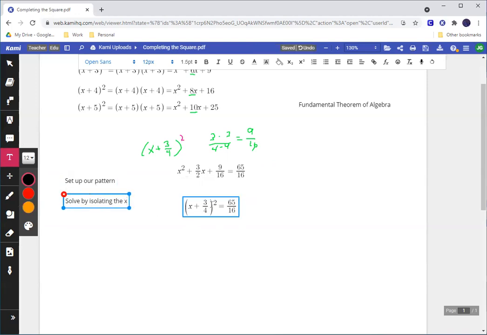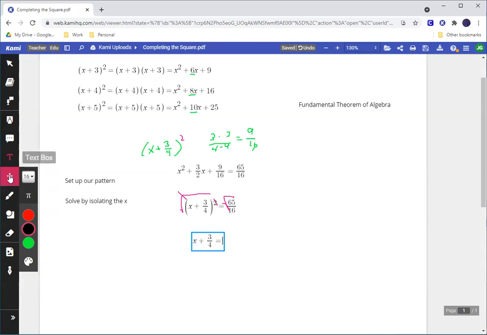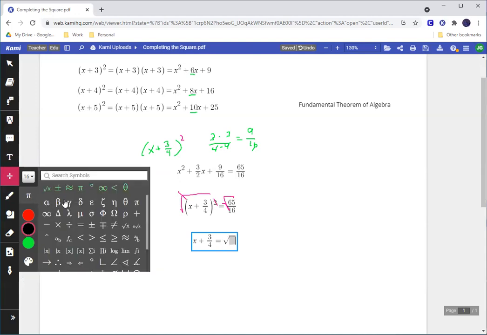So let's cancel out this 2, and then we'll cancel out this 3/4. So to cancel the 2, we're going to take the square root of both sides. This square root is going to cancel that exponent of 2. And that's going to give us x plus 3/4 equals the square root of 65/16. And because we canceled out that 2, we're going to have a plus minus sign there.